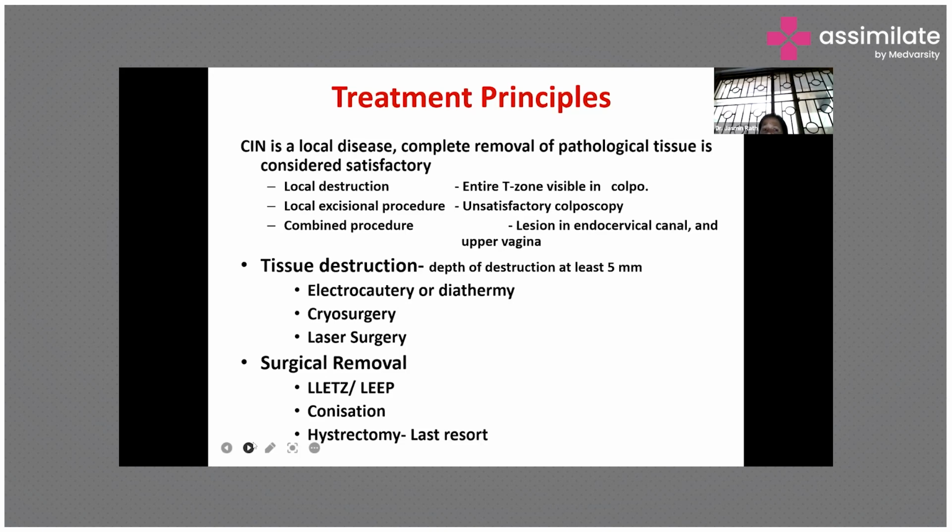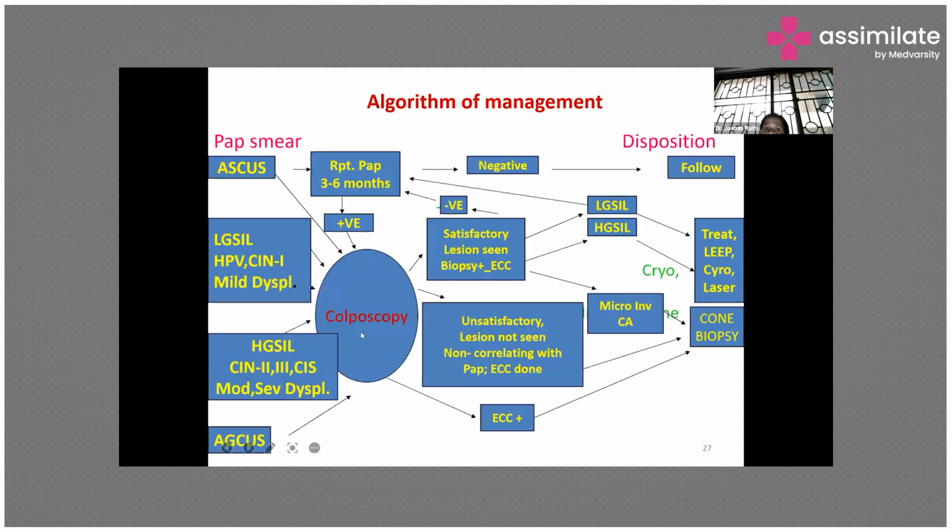Surgical removal, like large loop excision of transformation zone, LLETZ, which is also loop excision of the transformation zone. Conization means we cut the cervix and keep a cone-like piece. And lastly, not the least, is the hysterectomy. I just want to cut this short with an algorithm for management of these lesions.